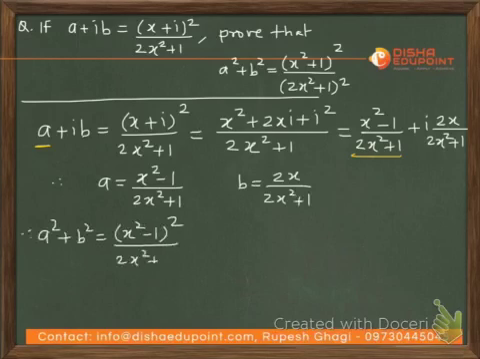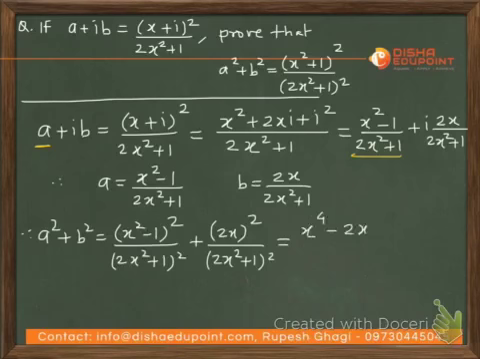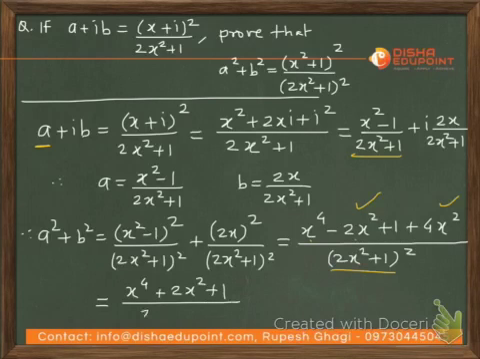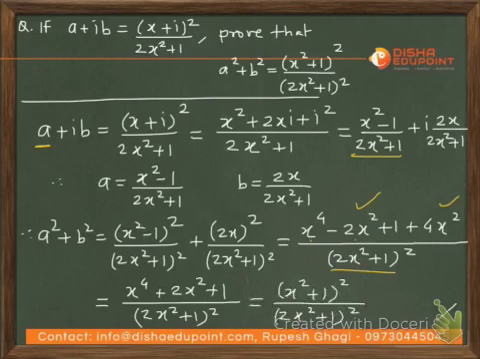Now we can just put these values and calculate. So (x square minus 1) whole square upon (2x square plus 1) whole square plus 4x square upon (2x square plus 1) whole square. If we go on solving, the denominator is same, so we add the numerators. So x to the power 4 minus 2x square plus 1 plus 4x square. So minus 2x square plus 4x square will give us plus 2x square. So we have (x to the power 4 plus 2x square plus 1) upon (2x square plus 1) whole square. So we have (x square plus 1) whole square upon (2x square plus 1) whole square.